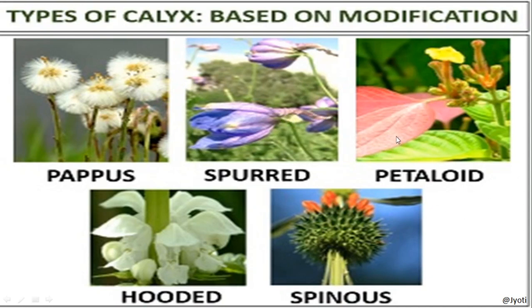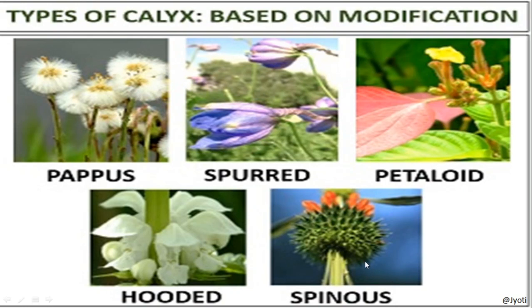Then here you can see petaloid calyx. These colorful structures are calyx, big and colorful like petals, and they also attract the insect. This is called petaloid calyx. Then hooded. Here you can see the hood-type calyx, just like a hood. They provide protection to the bud, and the insect also gets a place to lay eggs here.